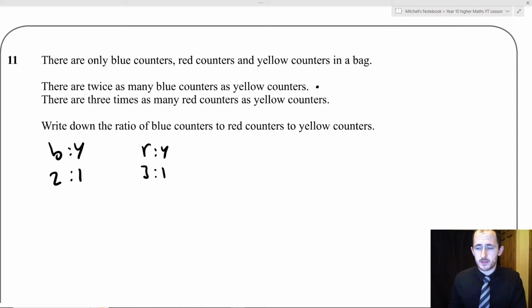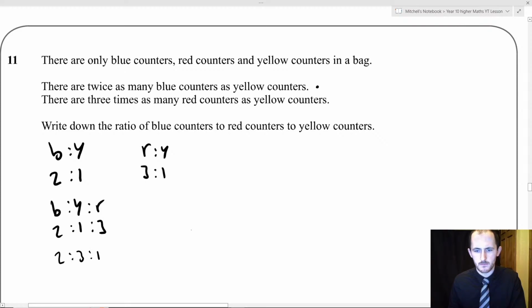So the ratio of blue to red to yellow is just going to be, well, since the numbers are already the same, right? We can say blue to yellow to red is just 2 to 1 to 3. Because again, the number of parts is the same. So it's all good. So if you wanted to write blue to red to yellow, all you have to do is swap these around.